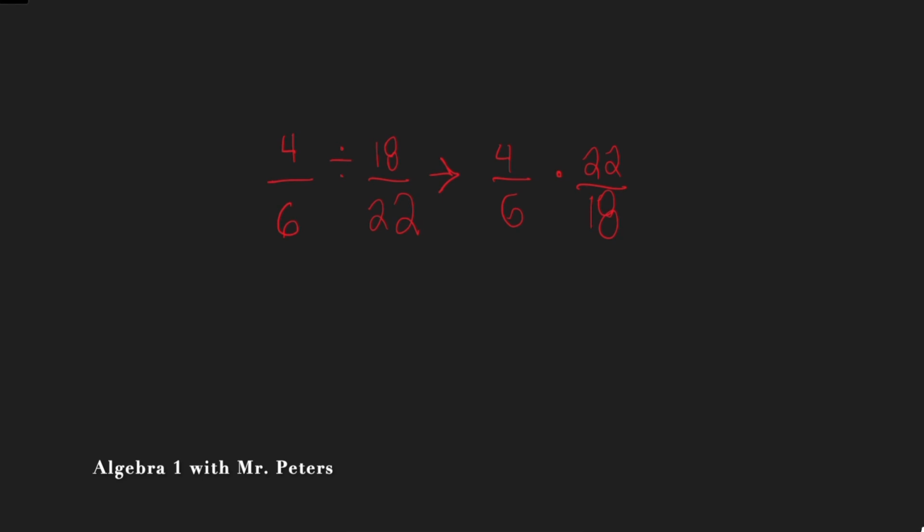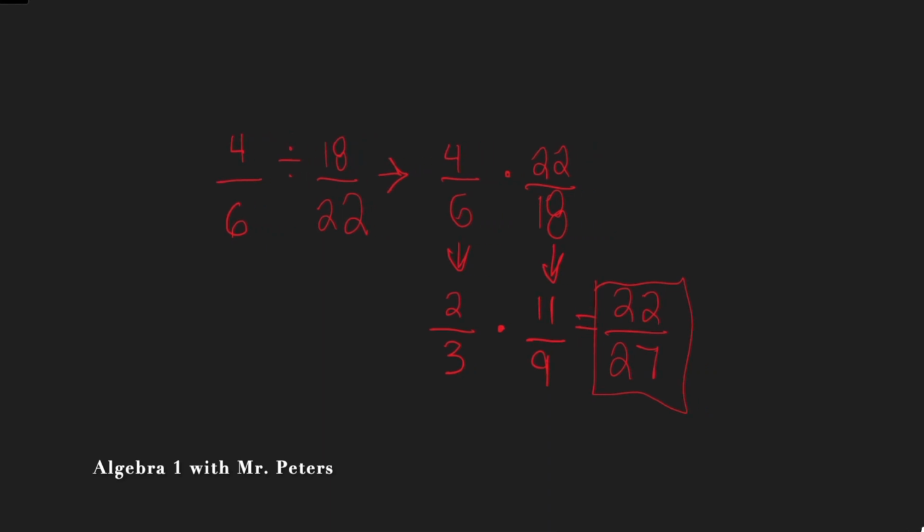When we reduce a fraction, we're focusing on one fraction. So if I reduce 4 over 6, I'm going to get 2 over 3. And if I do the same thing to the second fraction, I'm going to get 11 over 9. And once I multiply straight across, I'm going to get 22 over 27. And at this step, we notice that we cannot simplify anymore.